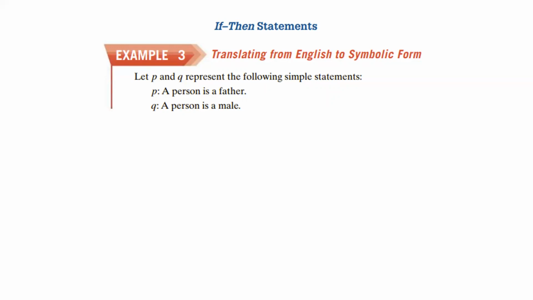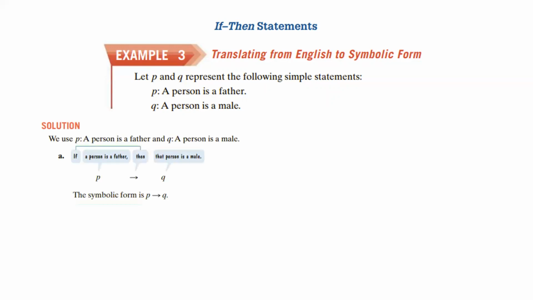And so the symbol for an if-then statement is this arrow. So if I have a statement here that says, let P and Q represent the following simple statements. P: a person is a father. Q: a person is a male. Then if I wanted to write, if a person is a father, then that person is a male, you do P arrow Q.